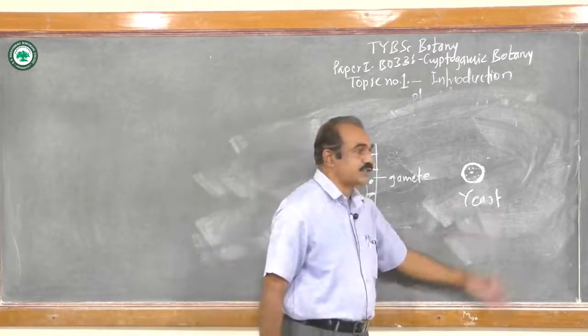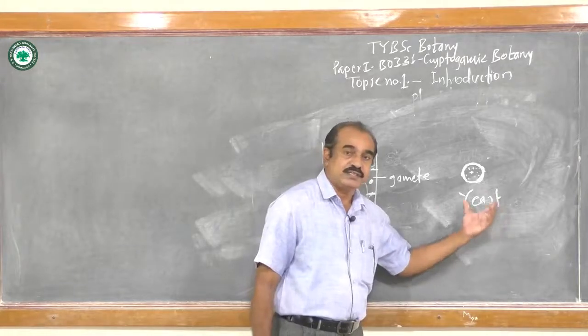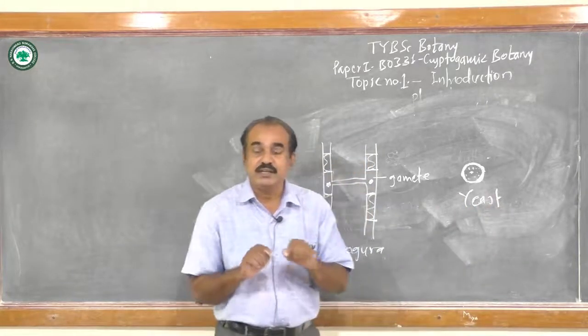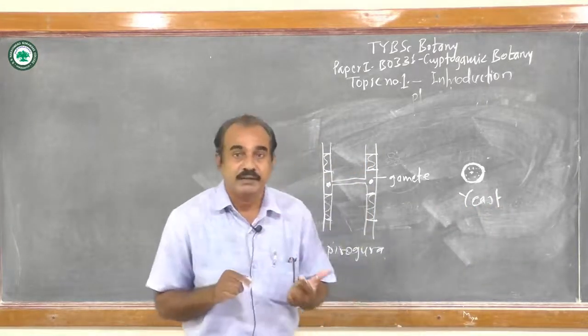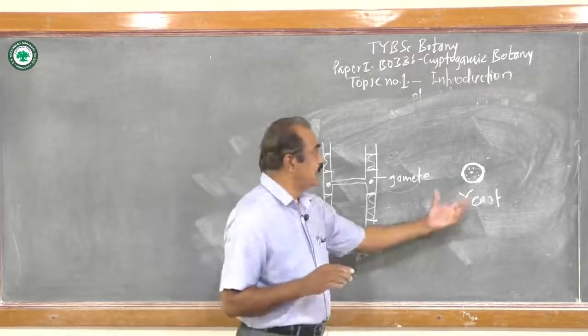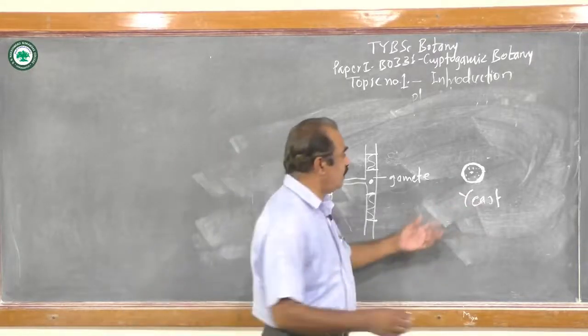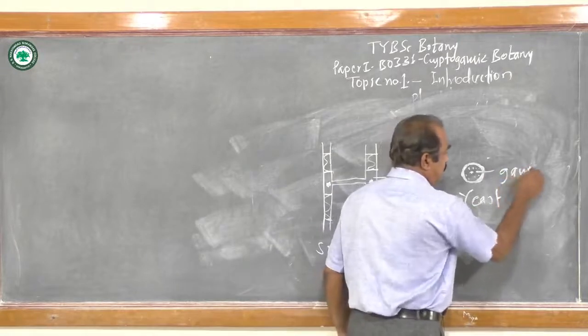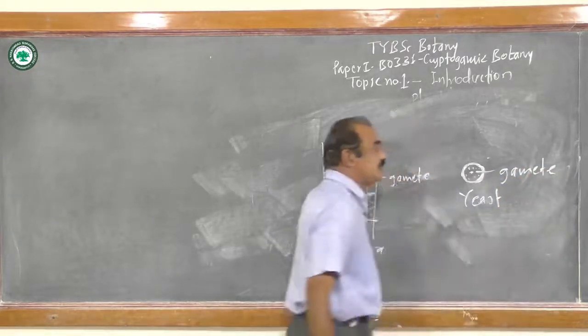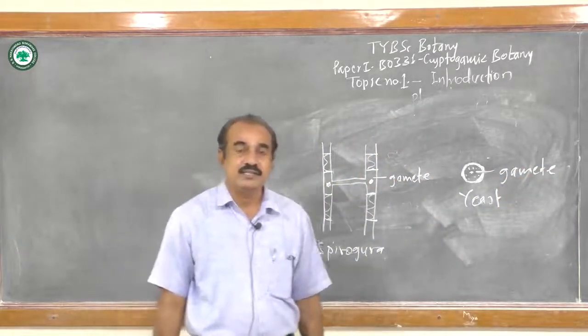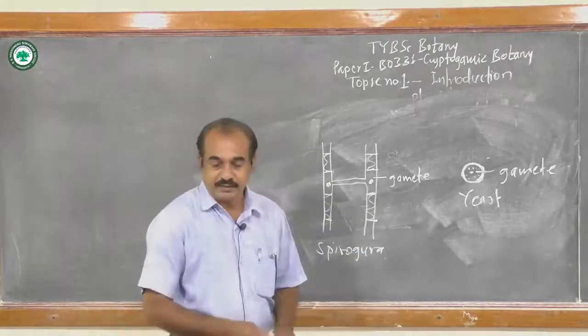For example, in yeast, there is a single celled plant body, and this single cell gets metamorphosed into a gamete. It secretes only the thick wall, and such a structure is called the gamete. So these gametes, that is the reproductive structures, are very simple. They are single celled and they are non-jacketed.